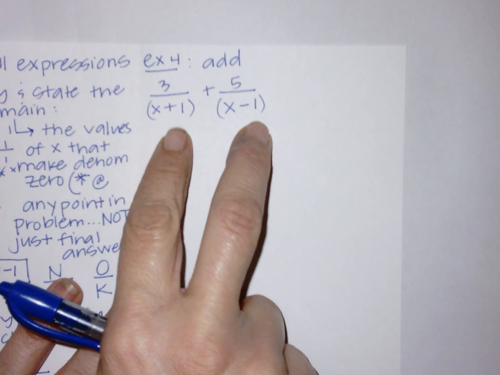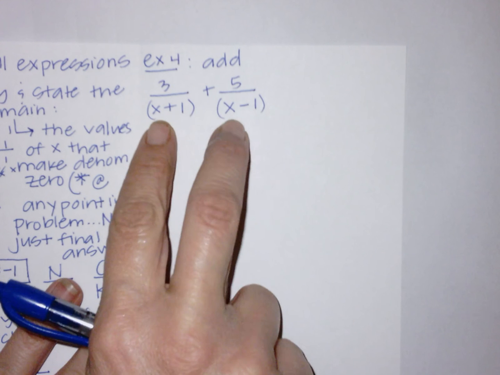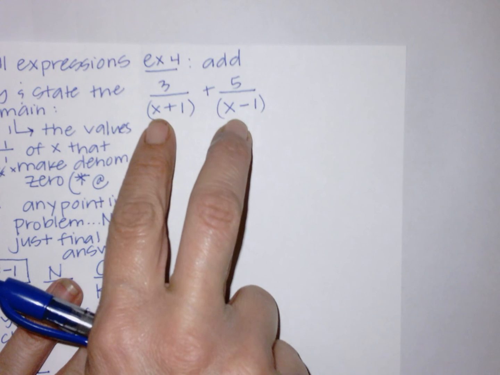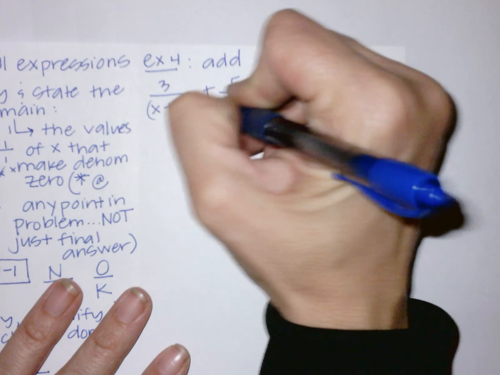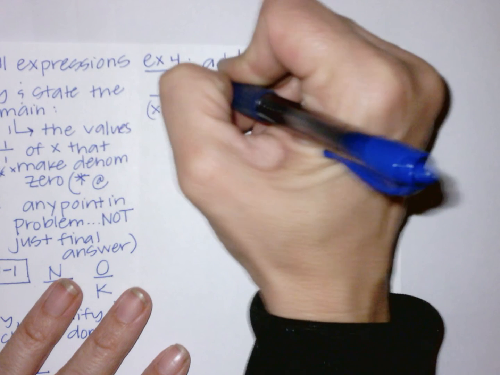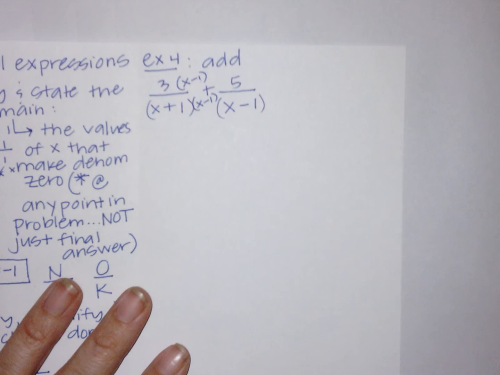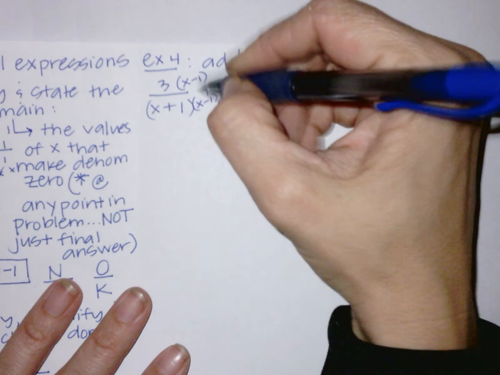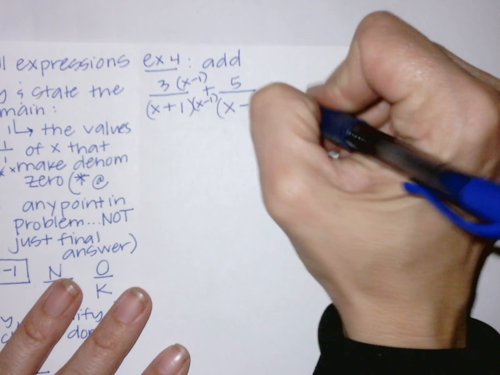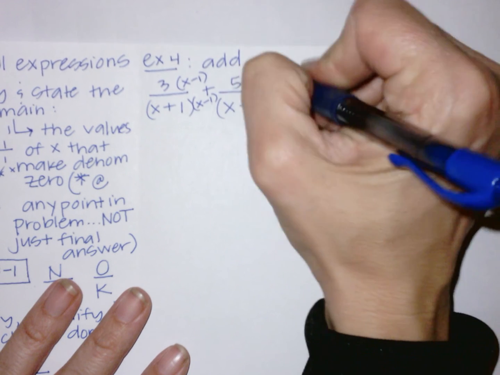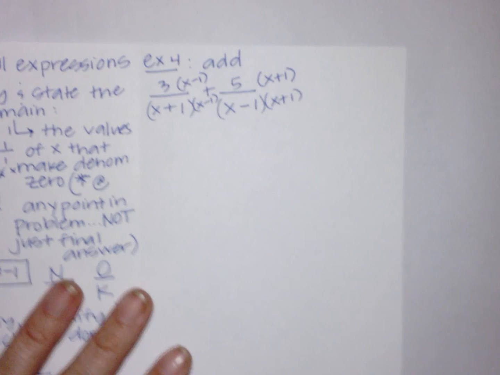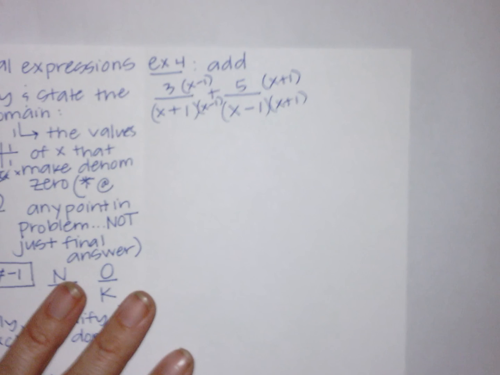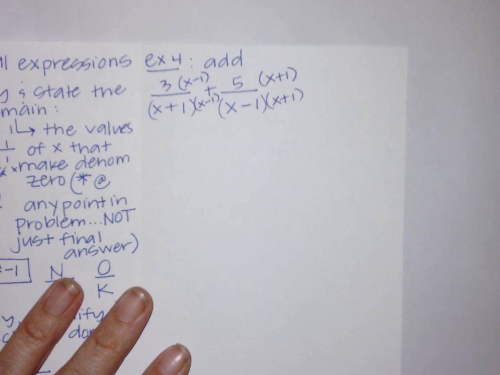Do they already have anything in common? And you might be like, oh yeah, they have an x, but that's not what I'm talking about. I'm not talking about common terms. So they don't have anything in common. So this one needs an x minus 1, and to preserve the equality in math, we have to give the numerator an x minus 1, and then in this fraction we need an x plus 1.